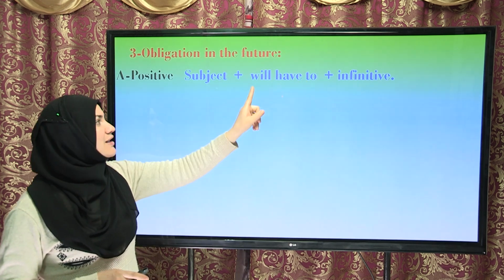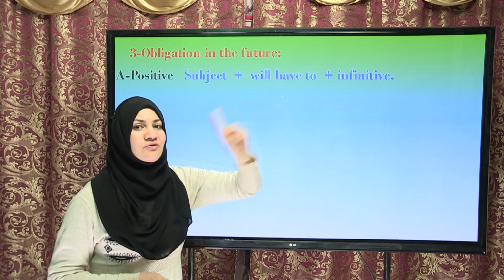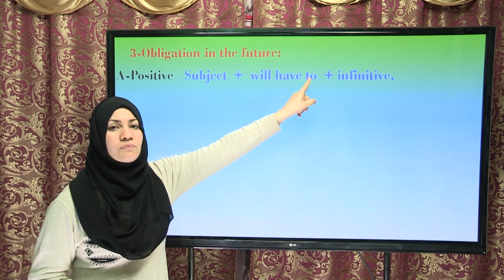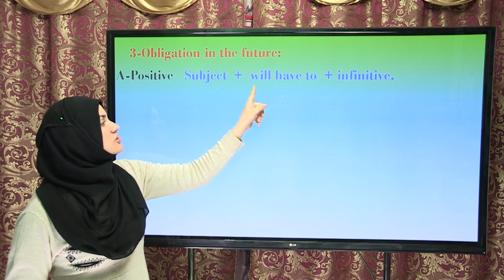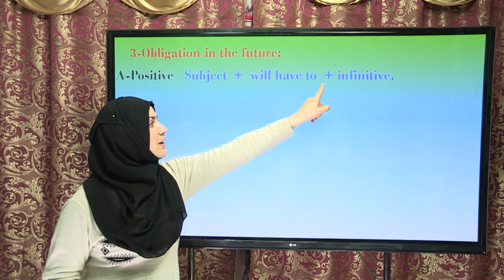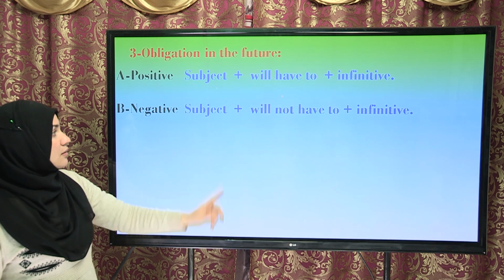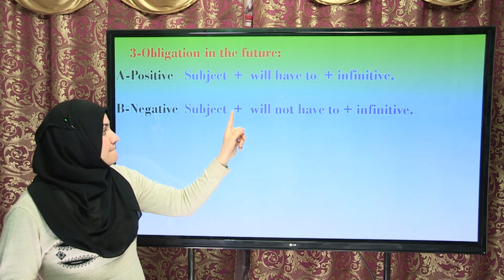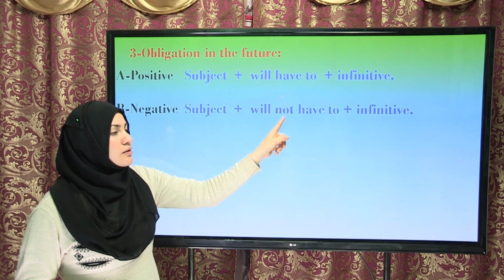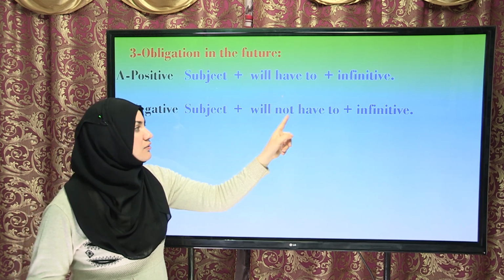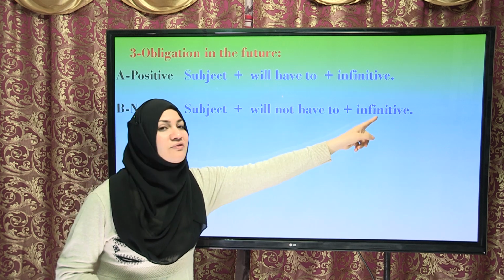We cannot say will have plus infinitive. No. To express obligation, we have to add to. Subject will have to plus infinitive. Negative form. Subject plus will not have to plus infinitive.